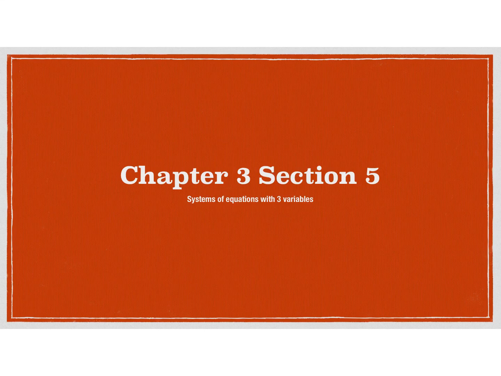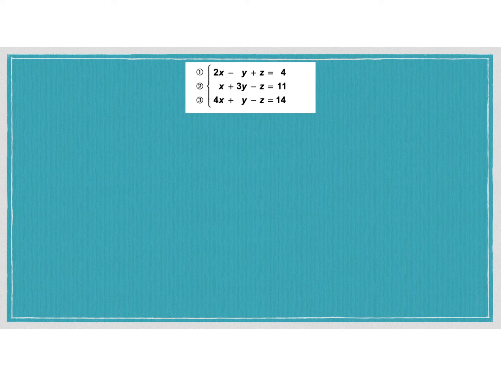So in 3.5, we're going to be solving systems of equations with 3 variables. So in the past, we've done 2 equations with 2 variables, but now we're going to have 3 equations with 3 variables in it. So looking at number 1.